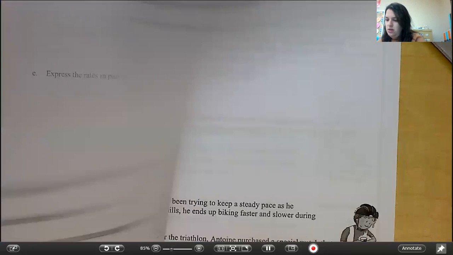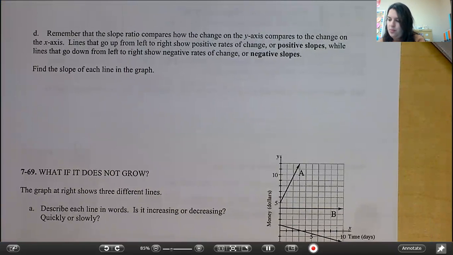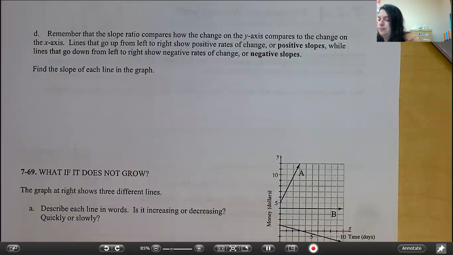Okay. So we have part D. Remember that the slope ratio compares how the change on the y-axis compares to the change on the x-axis. Lines that go up from left to right show positive rates of change or positive slopes, while lines that go down from left to right show negative rates of change or negative slopes. Find the slope of each line in the graph. So go ahead and find the slope of each of those lines.